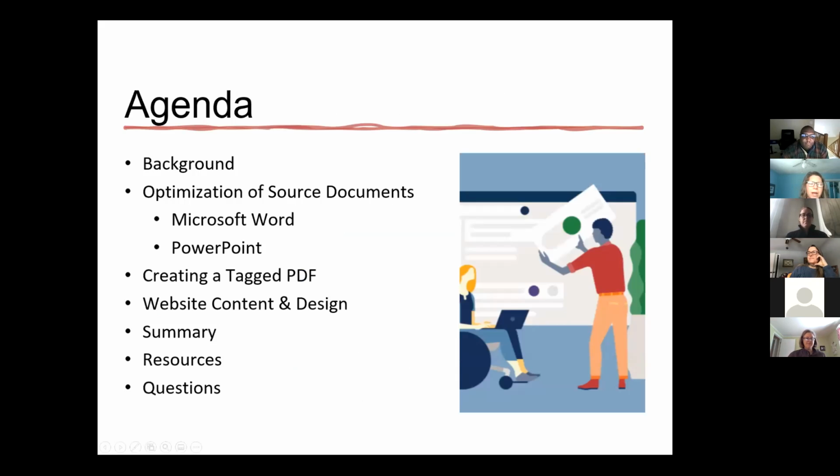So we're going to talk about the background, why we're talking about Section 508, what it is, why it's relevant to the work that we do. Talk about optimization of source documents, how to make those documents accessible. So things such as Microsoft Word, PowerPoint, creating PDF documents that are tagged in such a way that people with accessible technology can read them. We're going to talk about website content and design, and then a quick summary, list of resources, and a time for questions.